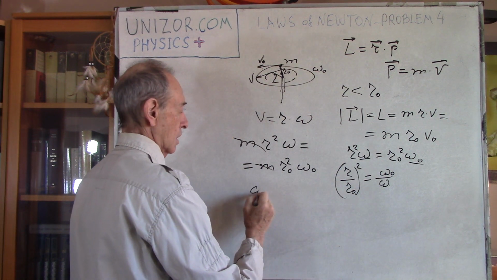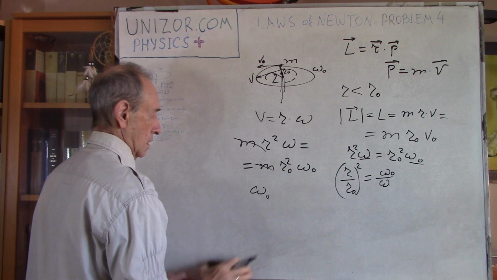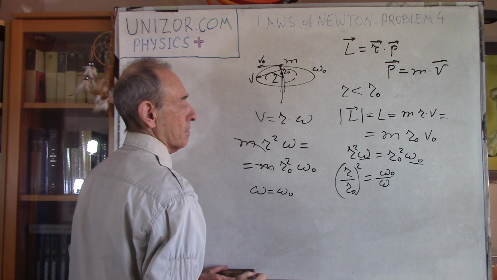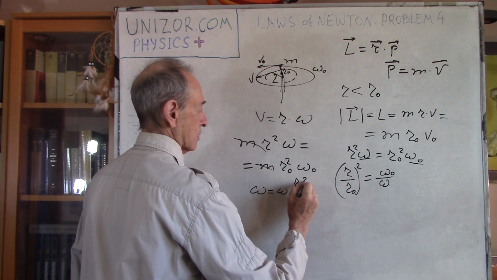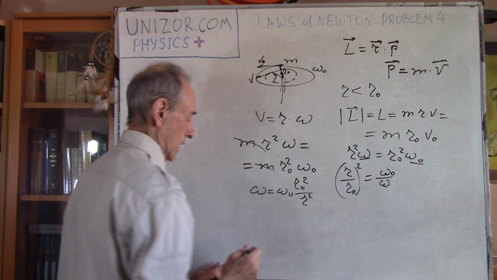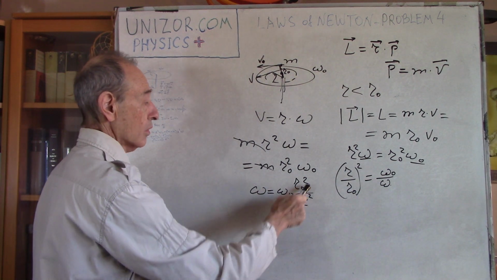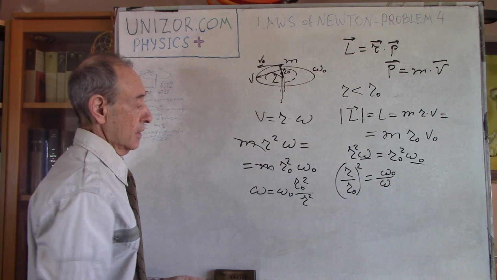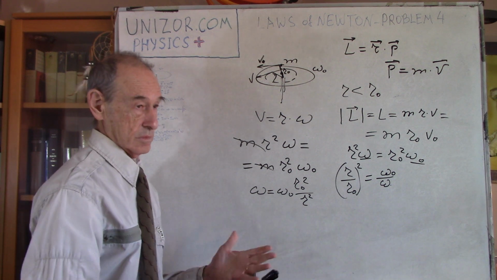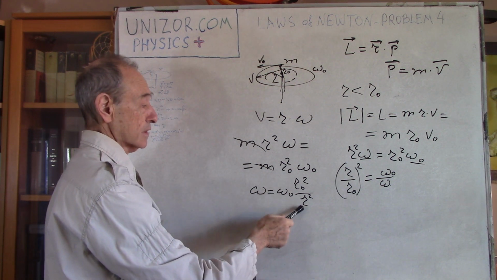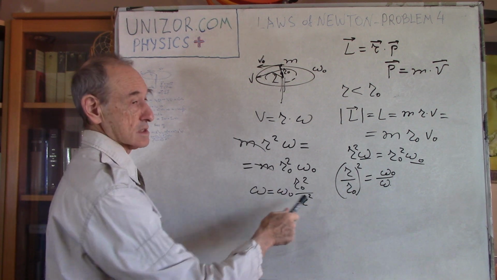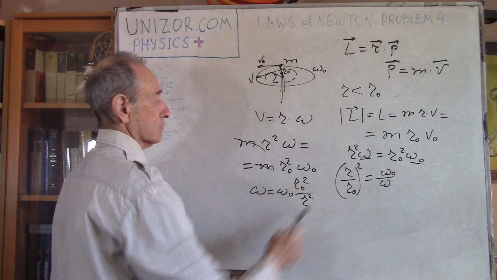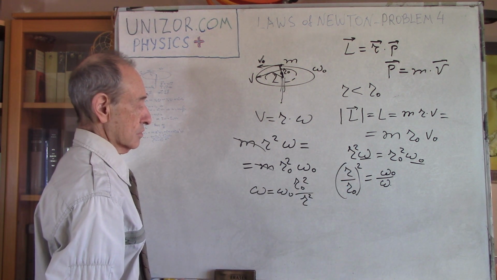Or, if you wish, omega is equal to omega 0 times r0 squared divided by r squared. So if my r is smaller than r0, so if I'm pulling it down so the r is smaller, then obviously whenever this ratio is calculated, it will be greater than 1. And don't forget, this is a square, so it's even greater than just the plain ratio. It's inversely proportional to the square of the ratio of radiuses.